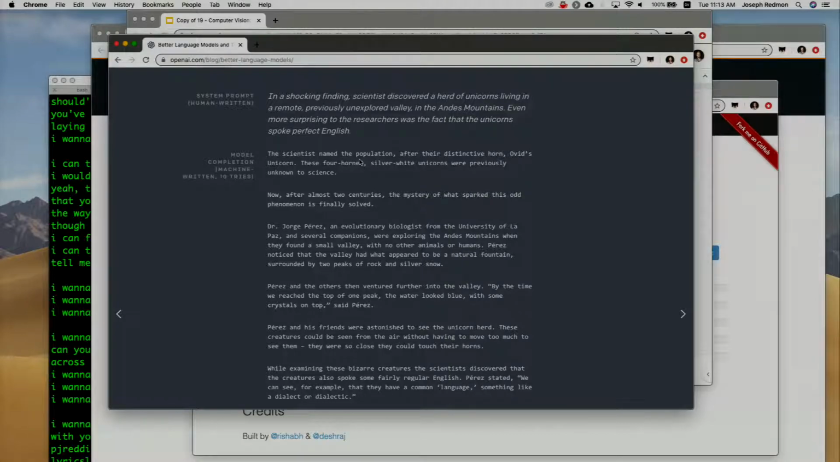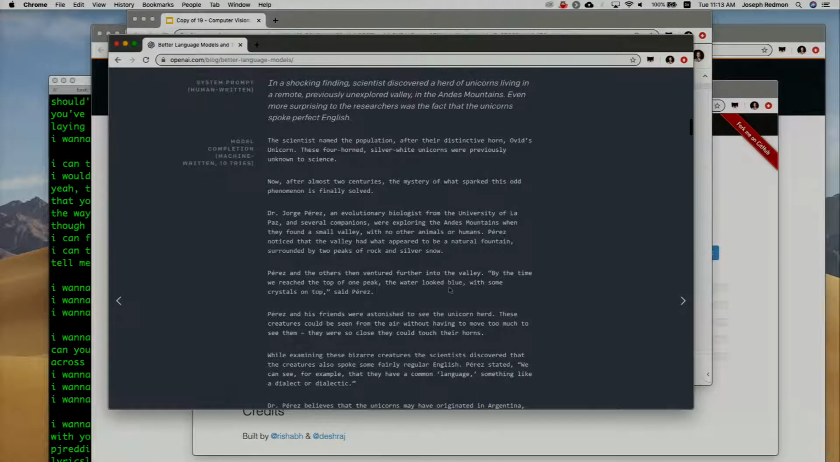So, the scientists named the population after their distinctive horn, Ovid's unicorn. These four-horned silver-white unicorns were previously unknown to science. Now, after almost 2 centuries, the mystery of what sparked this odd phenomenon is finally solved. It talks about this doctor who's an evolutionary biologist, et cetera. And it has a lot of aspects that are actually really interesting in terms of a language model.